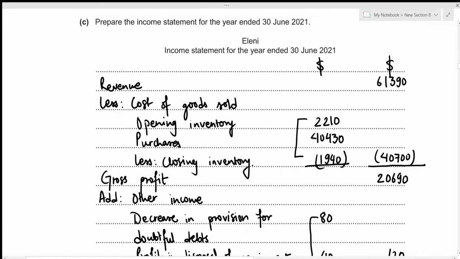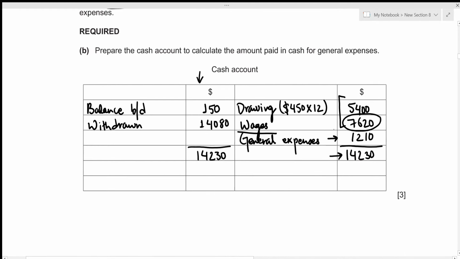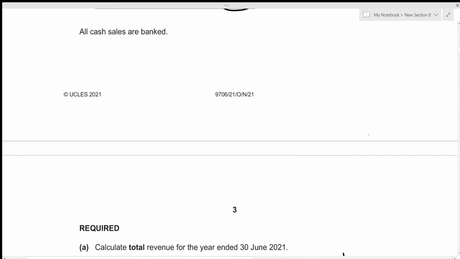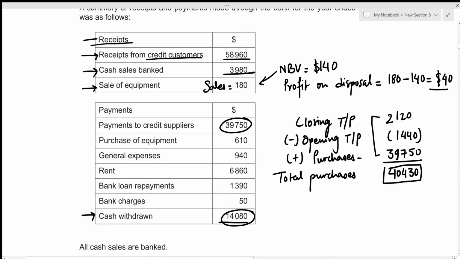Okay, let's look for another overhead. Again, we have general expenses right here. So this is the amount that we need to include in the income statement. That's 1,210. Let's look at the above information to see if there is general expenses as well. So it is given right here, meaning that this amount of 940 should also be included.